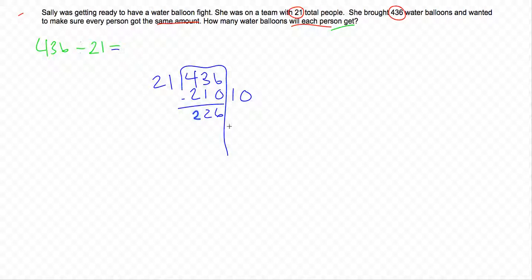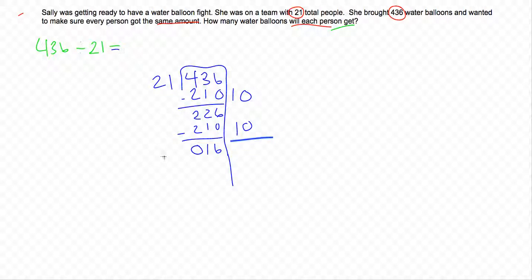So if I knew that 10 went in the first time, I know that I can take 10 more groups, because now I'm figuring out how many groups of 21 can I take away from 226, and I know I can take 10 away. So if I take 10 more groups away, that means I'm going to take away 210 more balloons. So if I take away 210 more balloons, 6 minus 0 is 6, 2 minus 1 is 1, 2 minus 2 is 0.